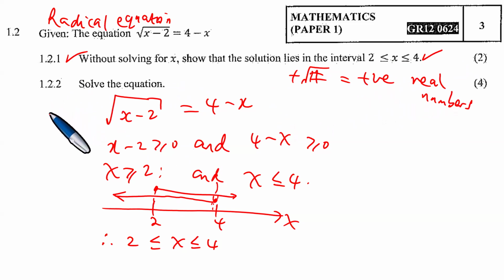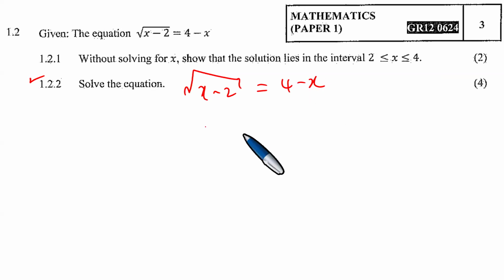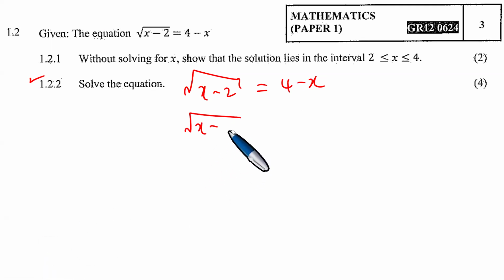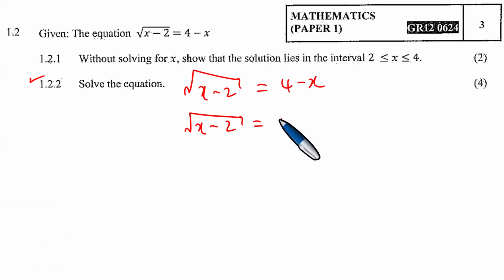Solve the equation. 1.2.2, we need to solve the equation. Let us solve the equation there. How do we solve the equation? With x minus 2 equals this. Then we square both left and right.